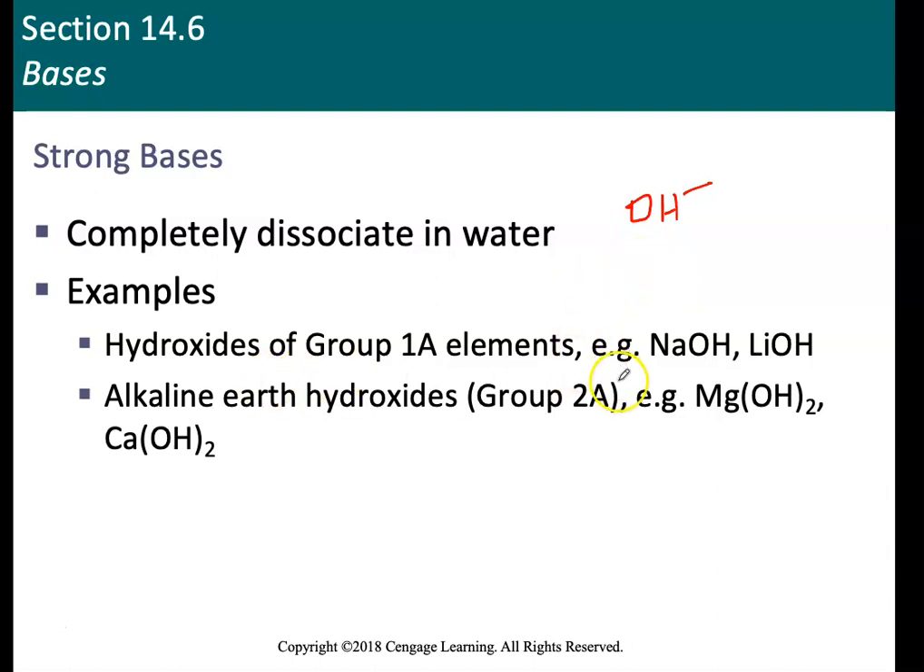Okay, some examples of bases are the group 1 element hydroxides. That's sodium hydroxide, lithium hydroxide, and also the alkali earth metal hydroxides. These are group 2A, magnesium hydroxide, calcium hydroxide. Those are the list of strong bases. What do we mean by strong? That means they can dissociate completely in water. Okay.